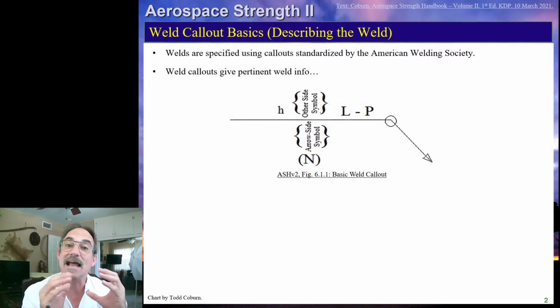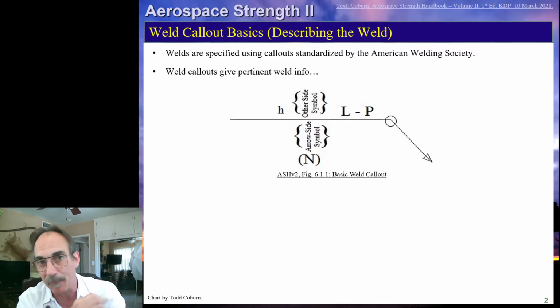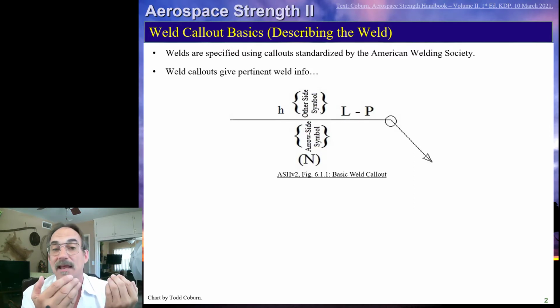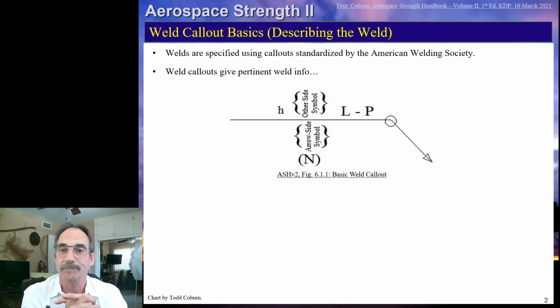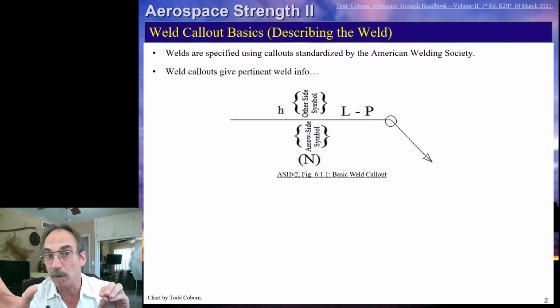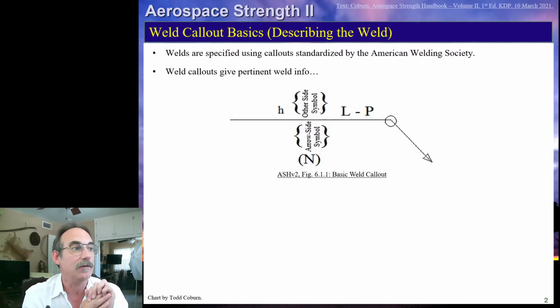Unless there's a number symbol. See down here the little N in parentheses? If there's a number symbol down there, that means it's repeated a certain number of times. So if there's no length information, you won't see a number symbol. But if there's length and pitch, then you may see a 2, which means you do it twice, a 3, which means you do it 3 times, and so on. So we've got the size, the symbol, the length, and the pitch. If those two are missing, then it's the whole length of the part.